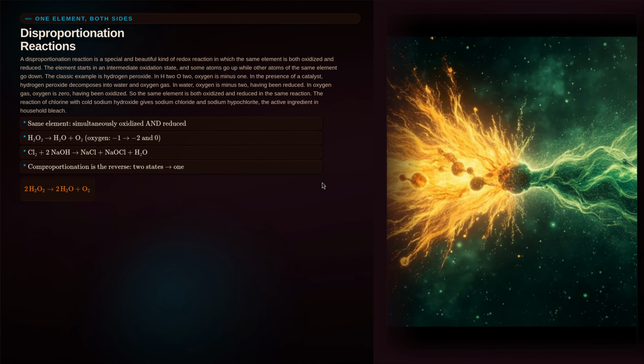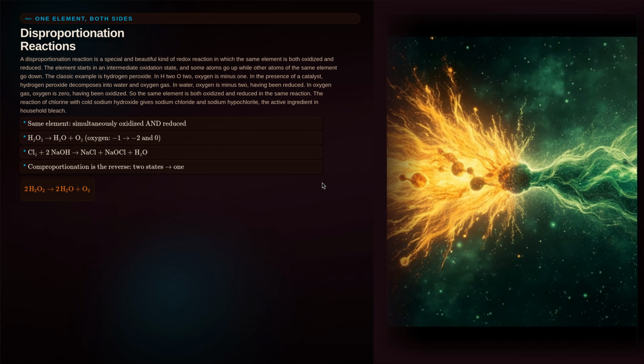A disproportionation reaction is a special and beautiful kind of redox reaction in which the same element is both oxidized and reduced. The element starts in an intermediate oxidation state, and some of the atoms go up in oxidation state while other atoms of the same element go down. The classic example is hydrogen peroxide.